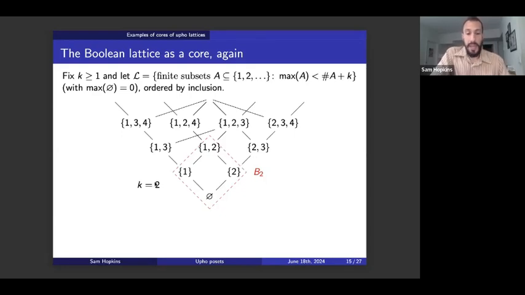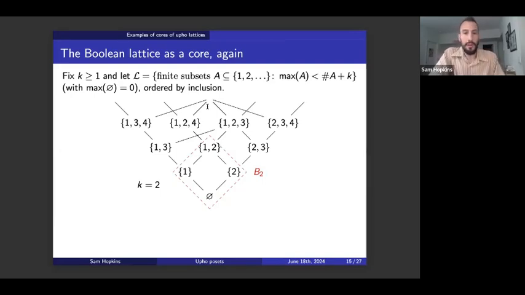So this is an example with k equals 2. For example, {1, 3} is allowed because the max here is 3, and that's strictly less than 2, the size plus 2, which is k. Okay, so {1, 3} is in this collection, and we order this collection just by inclusion.